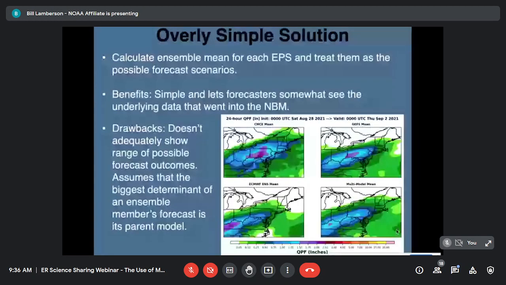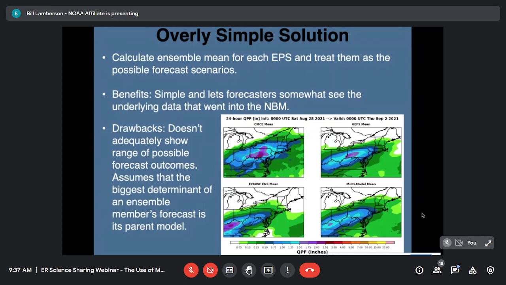So the overly simple solution is to calculate ensemble means for each ensemble prediction system and kind of treat them as the possible forecast scenarios. So there are benefits to this. It's very simple and lets forecasters somewhat see the underlying data that went into the NBM, but there are also some drawbacks. It doesn't adequately show the range of possible forecast outcomes, and it assumes that the biggest determinant of an ensemble member's forecast is its parent model, which isn't necessarily a valid assumption.